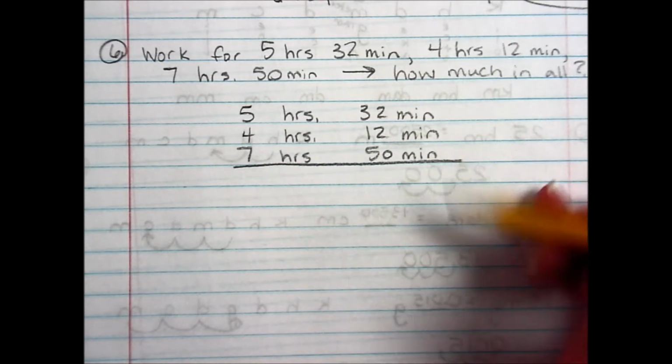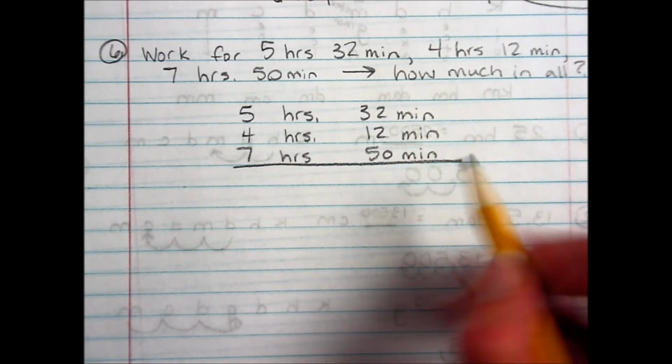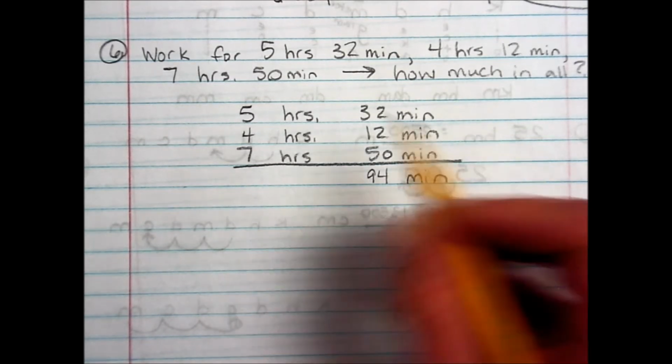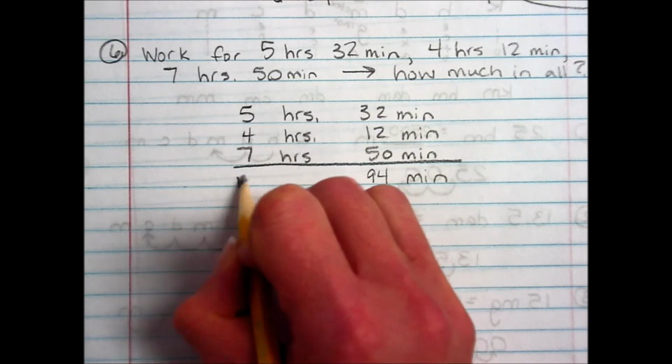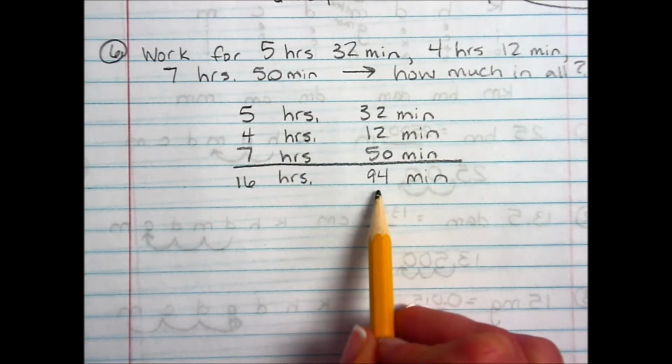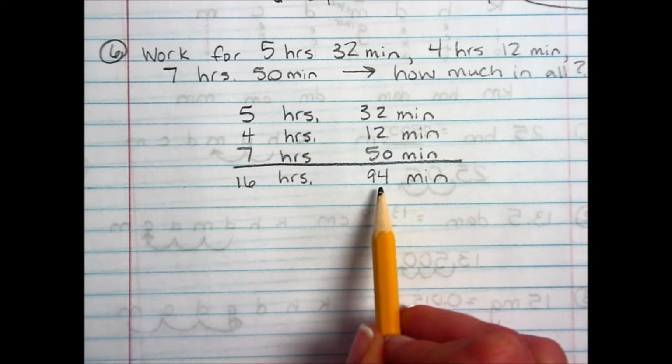So we'll just use our calculator and add our minutes to get 94 minutes. And then we'll do the same with our hours, and we get 16 hours. So then to simplify, we notice that 94 minutes is longer than just 1 hour. And how many minutes are in 1 hour, Trey?